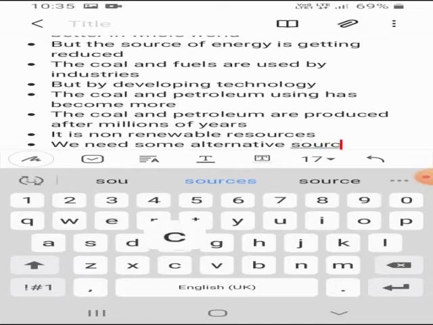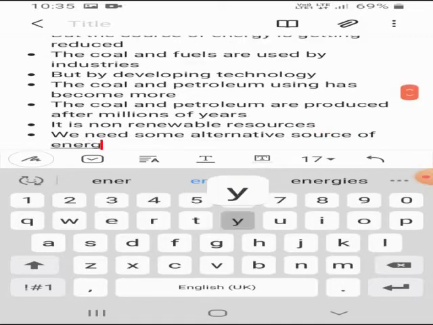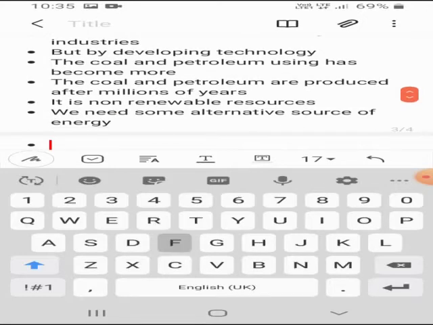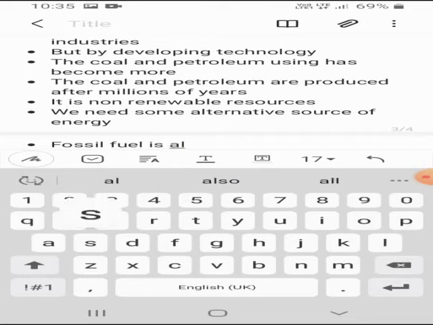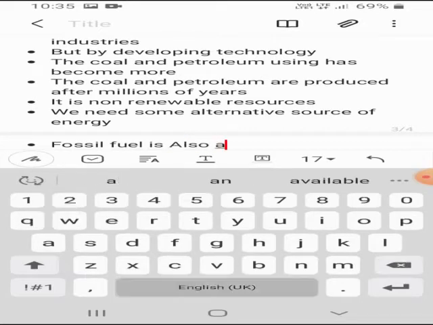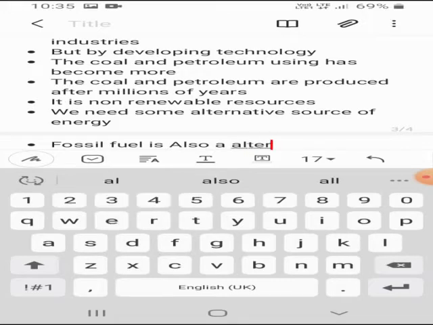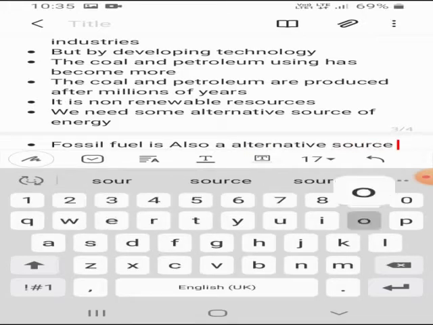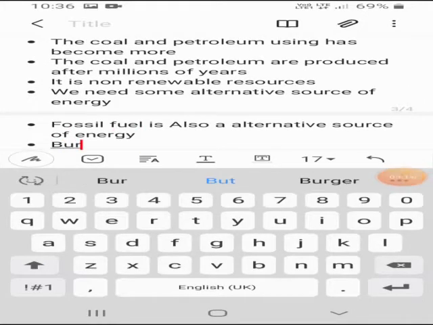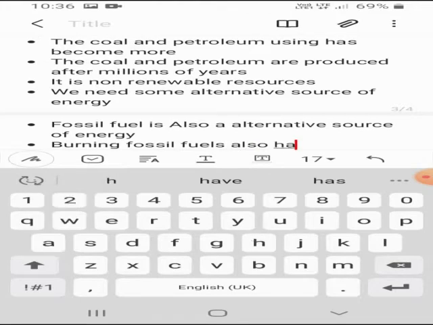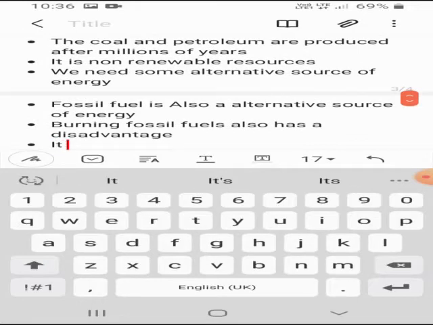Alternative source of energy. Fossil fuel is also an alternative source of energy. As well as that, burning fossil fuels also has a disadvantage.